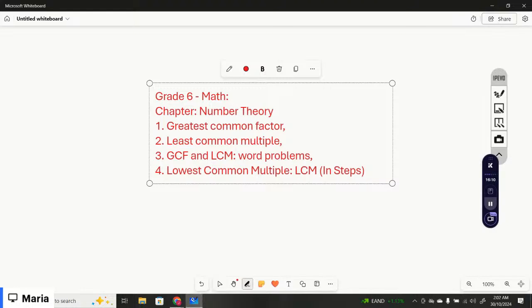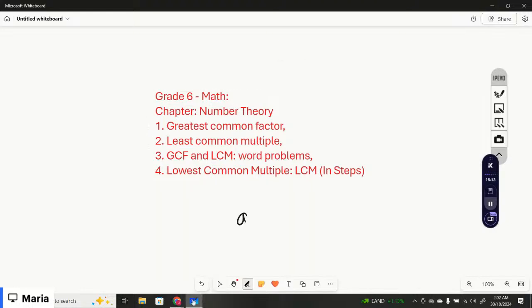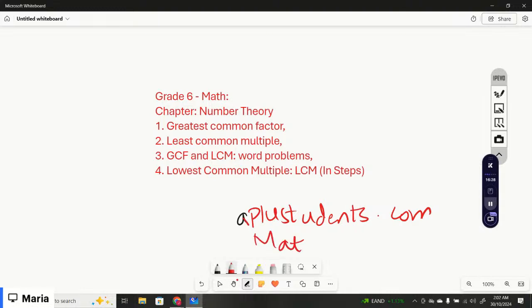You can find all the lessons on aplusstudents.com. You have to log in there using your email address and password. Then you have to select math from the subject tab, scroll down to grade 6 math, and then click on view all lessons. There you can find a list of the chapters.